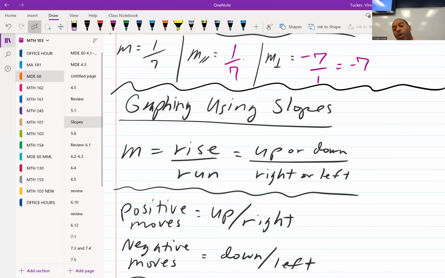Now, what dictates whether we go up or down, left or right, is basically whether we have a positive number or a negative number sitting in the numerator versus the denominator. And so our positive moves will be up and right, negative moves down and left.